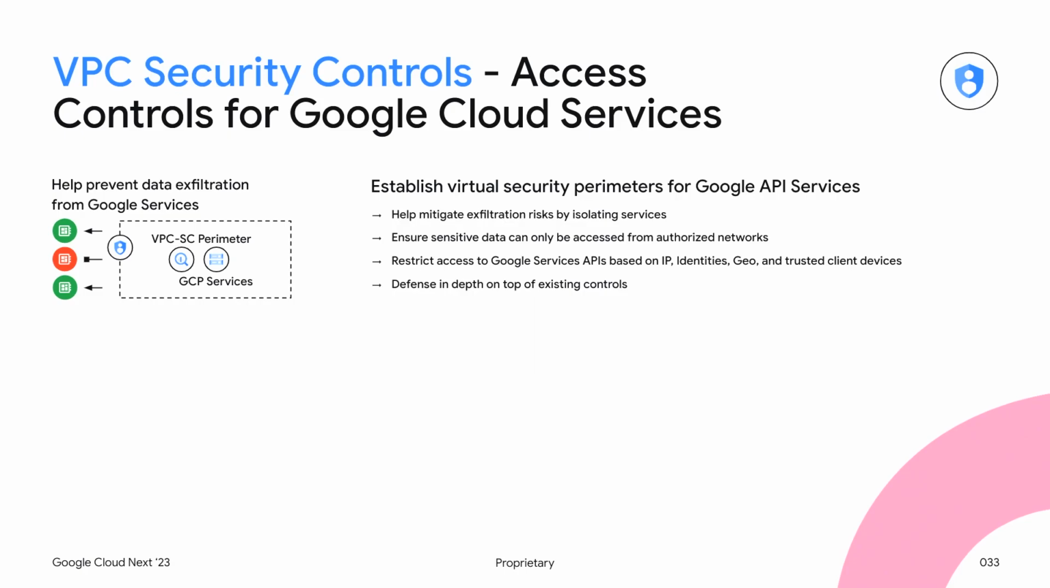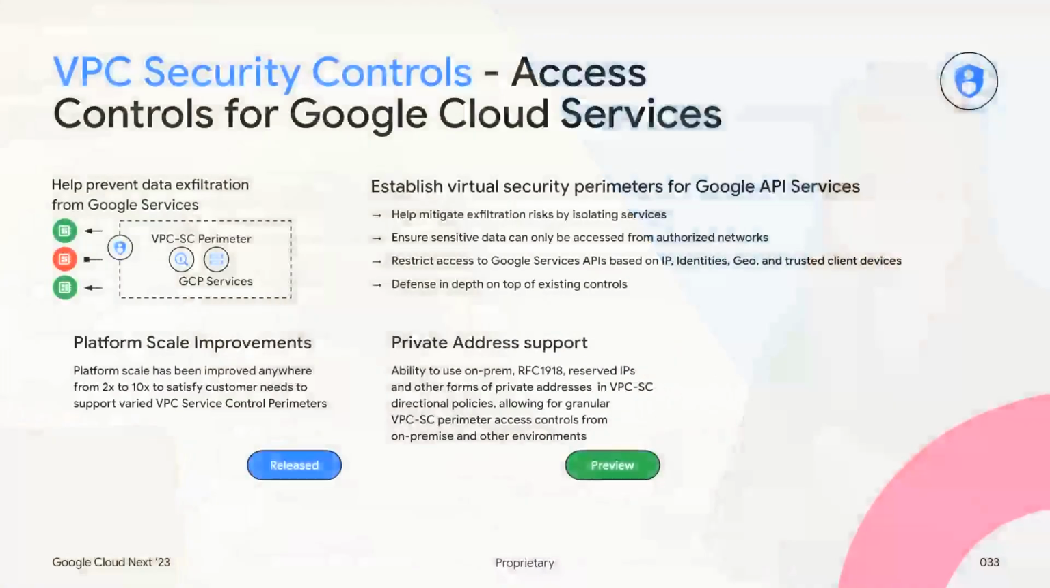This helps with cloud security operations because you can now restrict your Google service APIs based on, say, identities or geos, and maybe based on trusted clients. So this is just another layer of security control. We have additional innovations for this product.